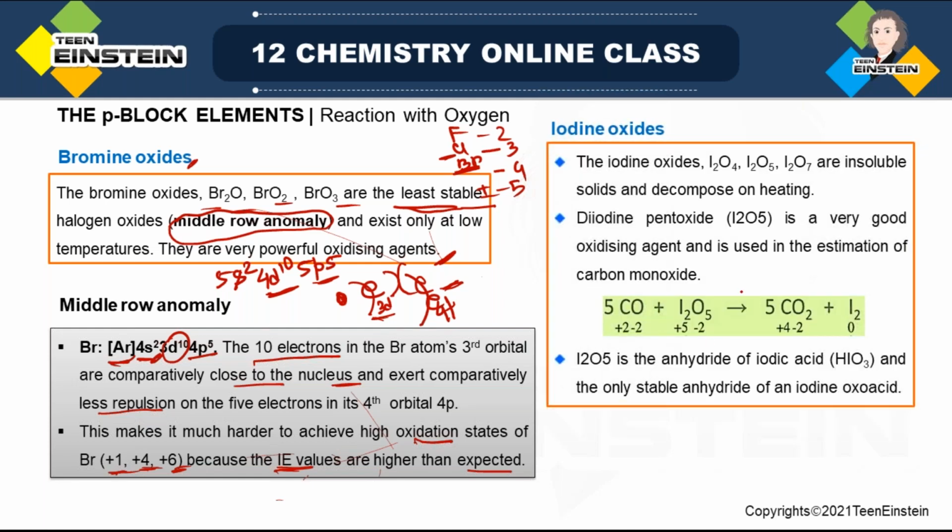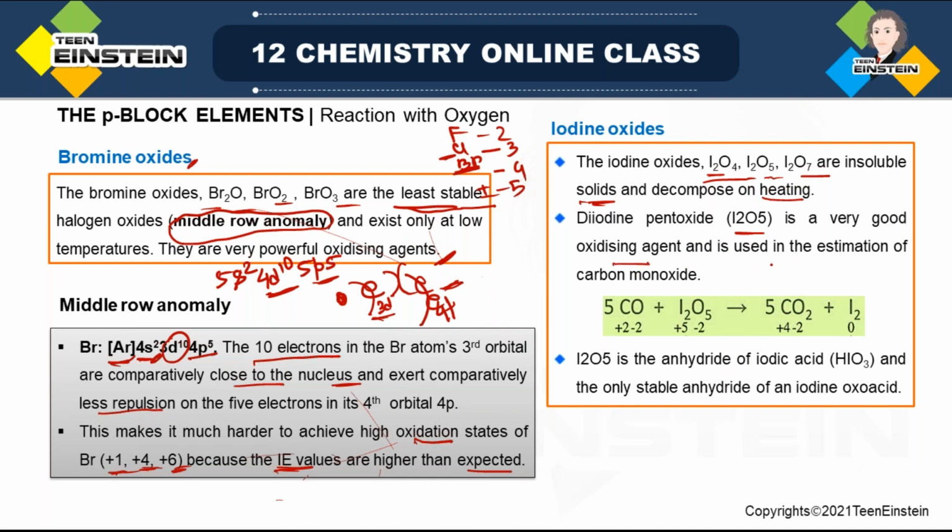And the last element, here we have all these types. They are insoluble solids. Now see, when we have the last element's oxide, that is iodine, iodine obviously has higher atomic mass, so overall molar mass will be very high. As molar mass is high, they are solid. They decompose on heating. Diiodine pentoxide, that is I2O5, is a very good oxidizing agent.